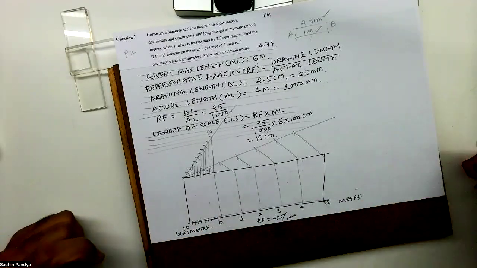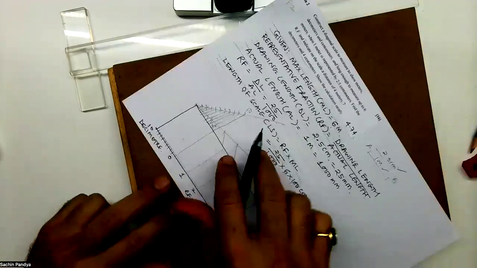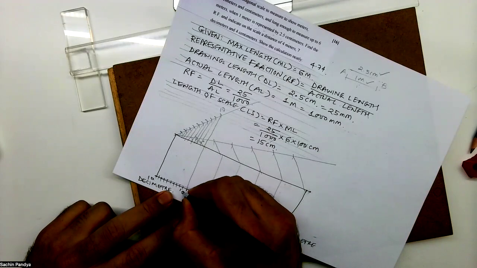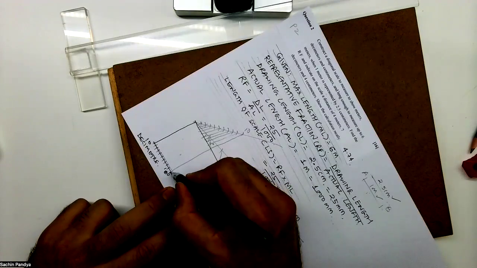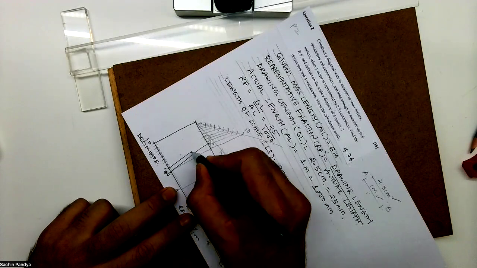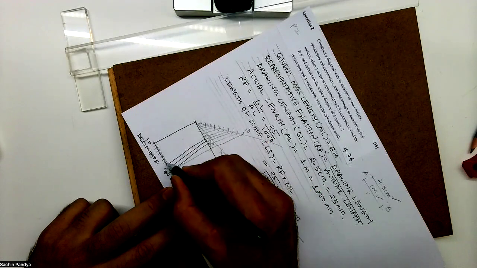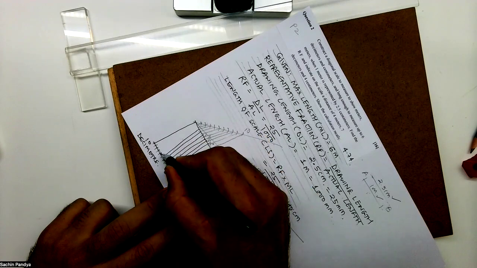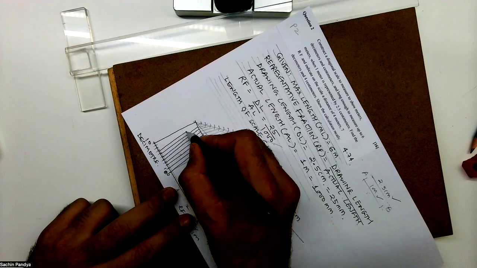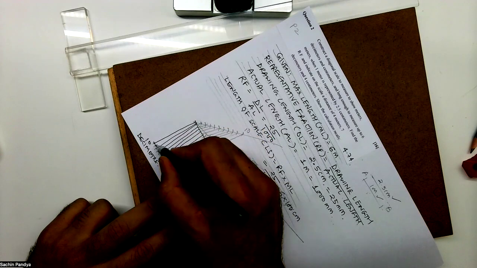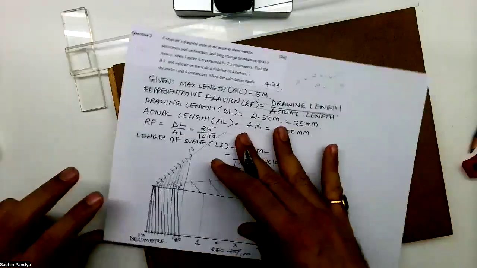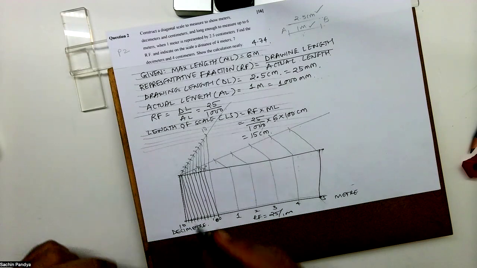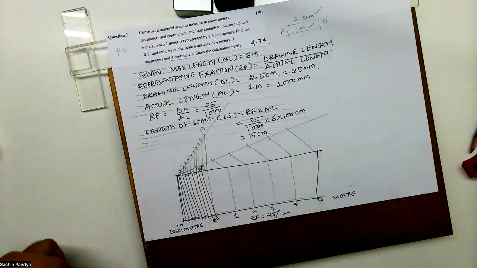Then what you have to do? Same method. You'll join 0 to 1. This is 0 in my case. So 0 to 1, 1 to 2, 2 to 3, 3 to 4, 4 to 5, 5 to 6, 6 to 7, 7 to 8, 8 to 9, and 9 to 10. Got it? This is rough, so please ignore. But this is how you will draw 0 to 1.